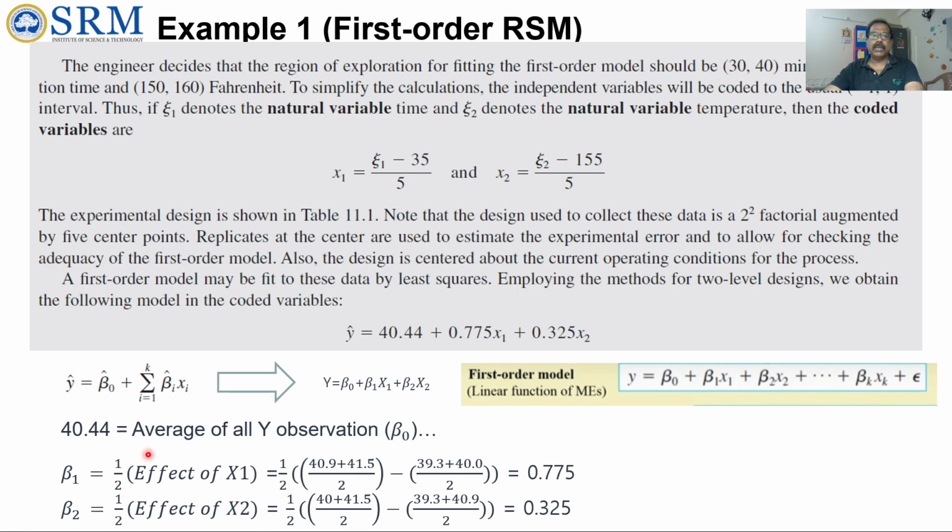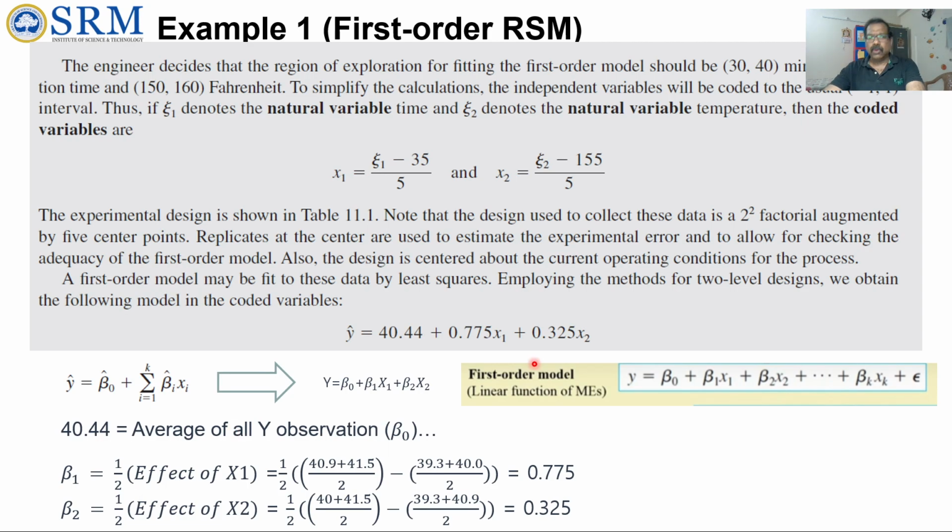See, 1 by 2 of the effect of x1, 1 by 2 of the effect of x2. Here the effect of x1 and x2 we need to contrast. You might have to know that in factorial design it means contrast. So we can calculate that, with beta 1 and beta 2 calculated. When we substitute beta 0, beta 1, beta 2, we can frame the first order model.